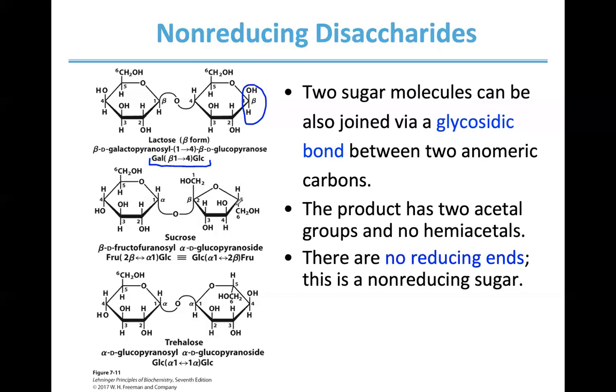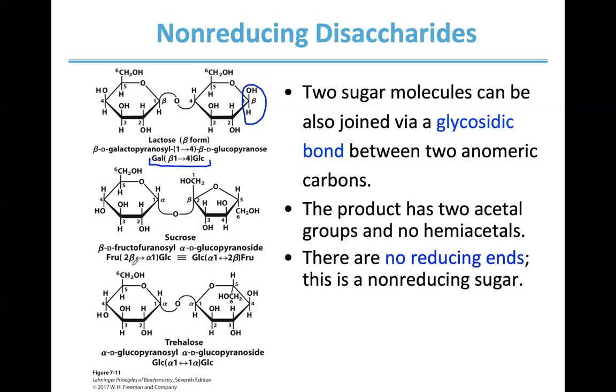I guess it's upside down, if you turn it the right way. Hold on a second. Yes, this is an anomeric position. This is carbon 6. Carbon 6, if you turn this upside down, it will be on top. So beta-D-fructofuranosyl, so furanose, and then alpha-D-glucopyranoside.